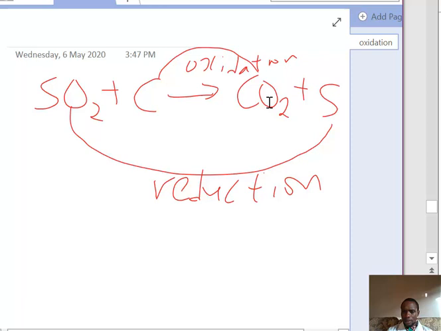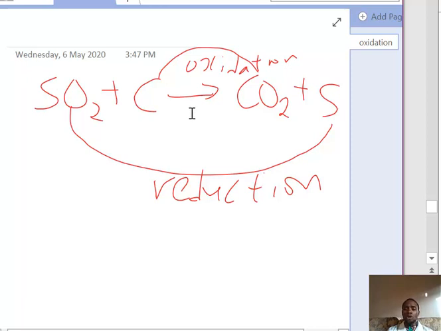Now you look at it. The substance which gives out the oxygen is the oxidizing agent. So sulfur(IV) oxide is the oxidizing agent, while carbon is the reducing agent. In that regard, when you see a question, the ones that become oxidized or reduced are the ones on the reactant side.